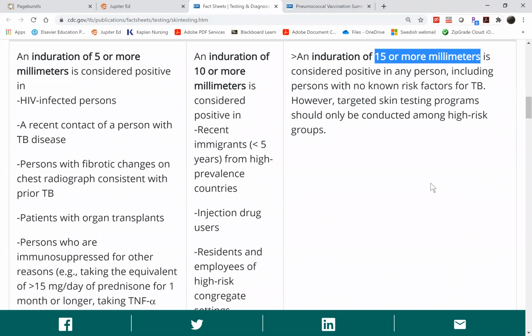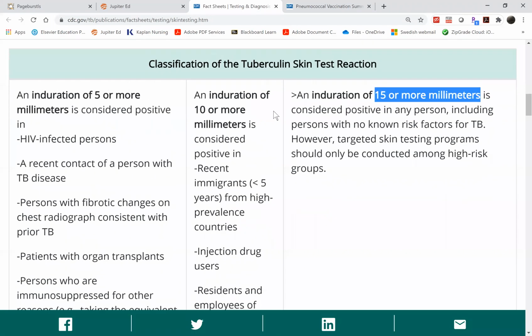A question on the exam will be, I'll give you the patient's profile. Who is this person? What do they do for a living? What are their living conditions? And what is their induration? And then you decide, is it positive or negative? All right.